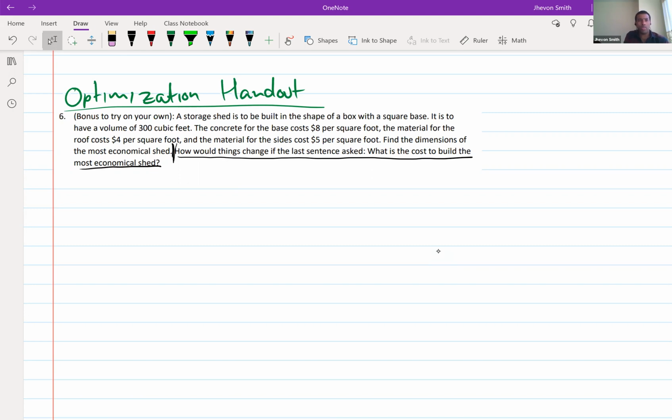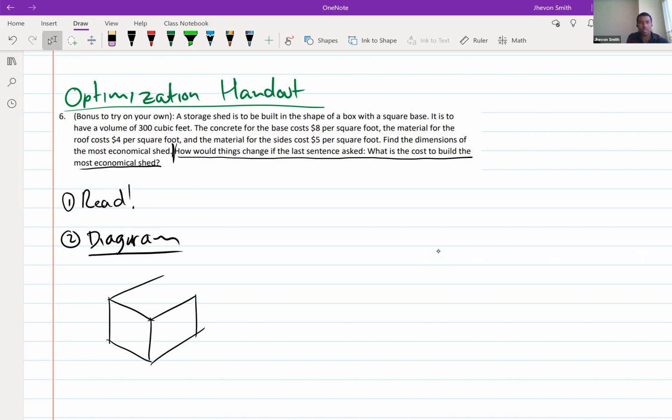Remember, step 1, you read and recognize that it's an optimization. Step 2, you look at a diagram. Here it's just the shape of a box, so I'll draw a box. They said it has a square base, so I would label the base with the same letter for both the length and the width. The height we don't know, so I'd call that a different variable. Okay, so that's what we are using.